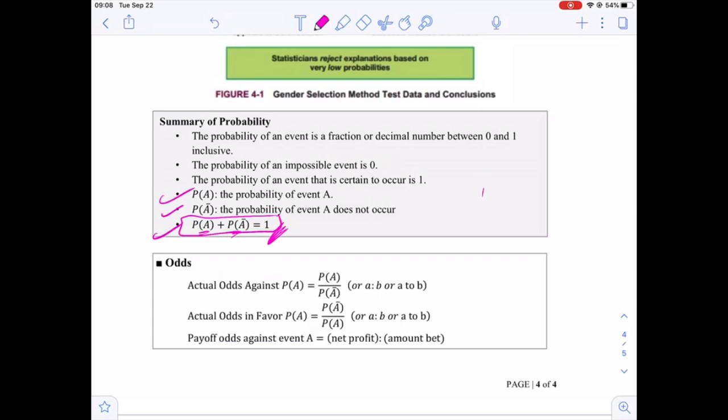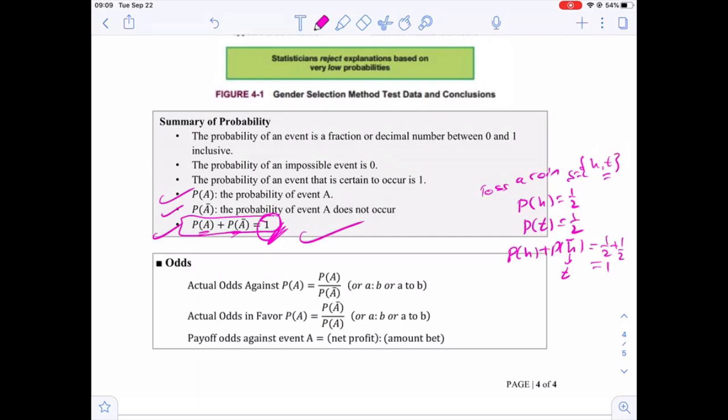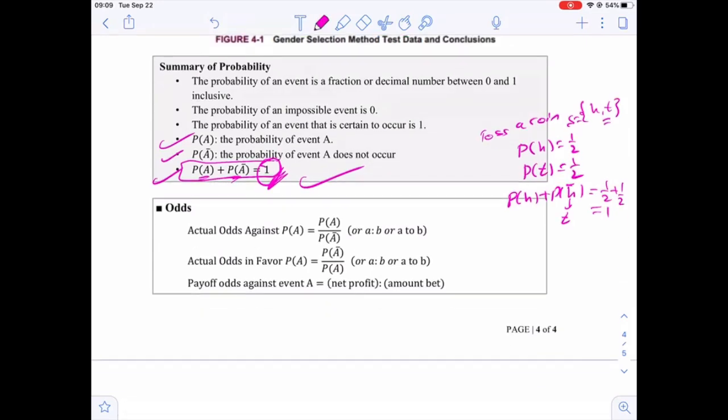For example, if you are tossing a coin, for the sample space you will get head or tail. What is the probability of head? It's just 1/2. Probability of getting tail is 1 out of 2. Now, what is the probability of head plus the probability of head complement? I mean by head complement, tail, right? So that's 1/2 plus 1/2, which is equal to 1. This is just an application of our result.